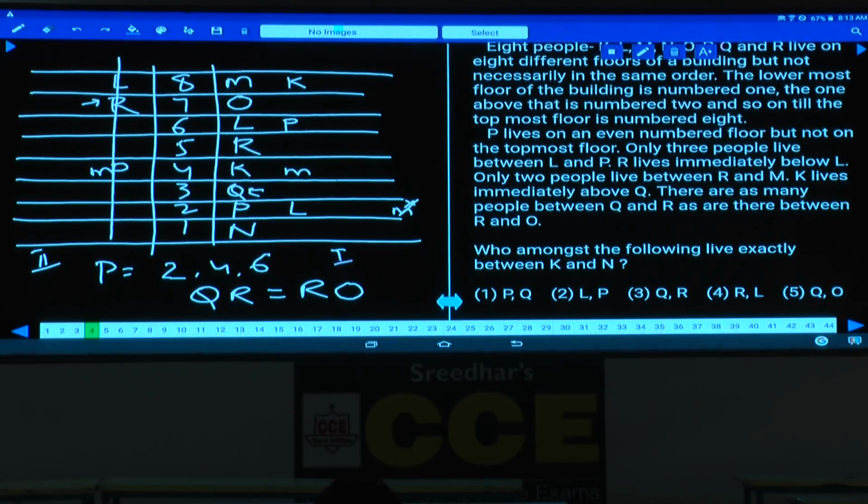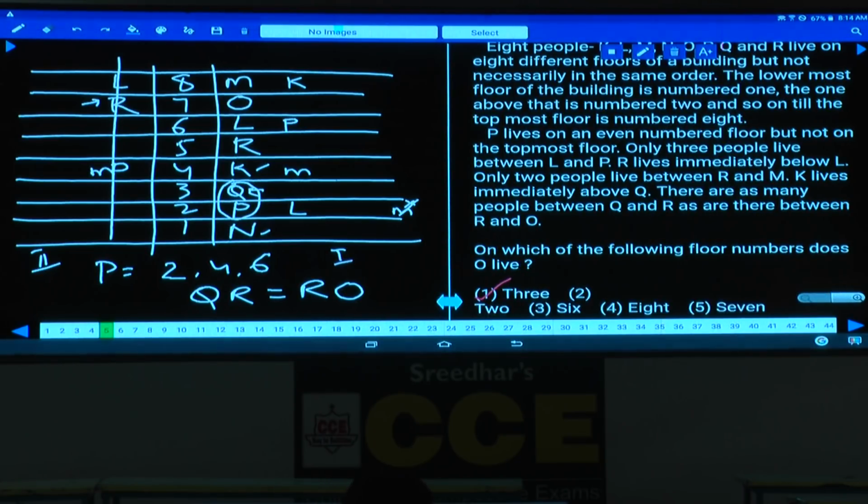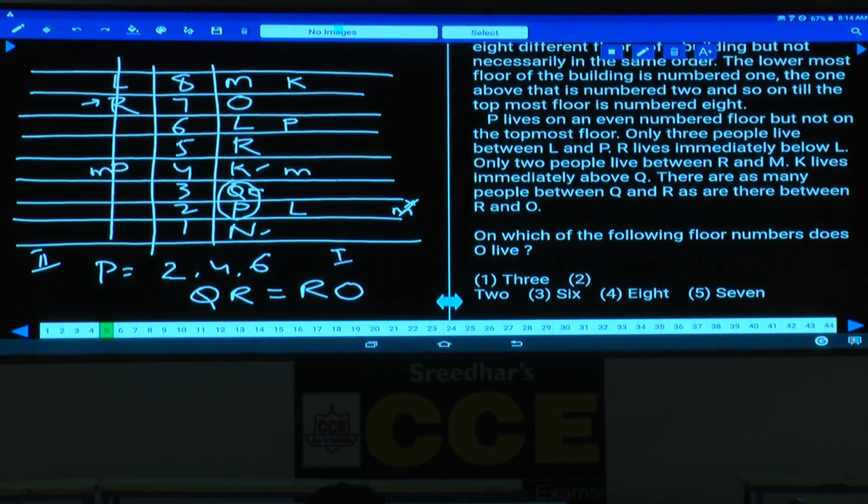Then question number 4, who among the following live exactly between K and N? Tell me, exactly between K and N, K is on the fourth floor and N is on the first floor. And who are the persons who live in between K and N? P and Q, that is given in choice 1. Question number 4, choice 1. And fifth one, on which of the following floor numbers does O live? O lives on the seventh floor, 7 that is choice 5 is the answer.